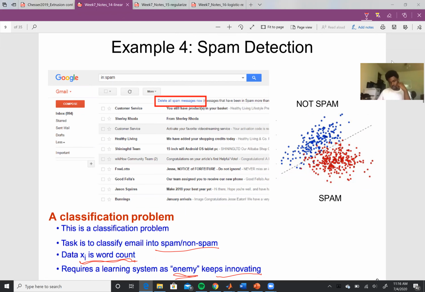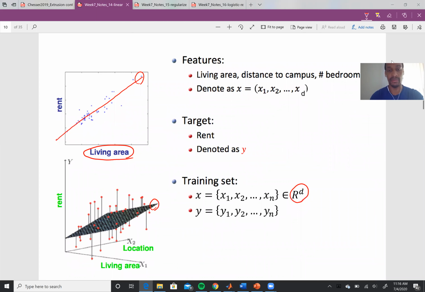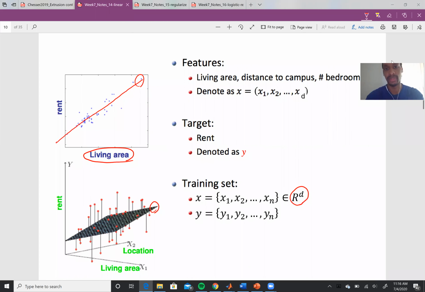Okay. So this kind of goes back to that example of the rent. You have the features: living area, distance to campus, number of bedrooms, etc. And you denote these features as X. That's what we're going to use for the rest of the time here, just denoting the features as X. And then the output, which is the rent, we're going to denote as Y.